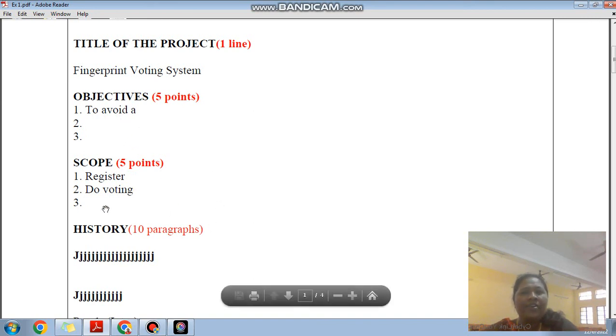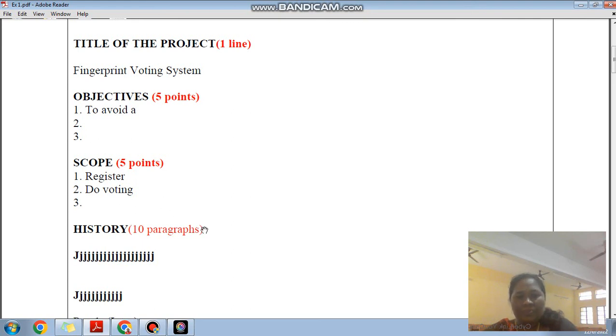The scope, you are going to describe in a little more detail about the objective. So we are going to explain this application: what type of application we are going to develop, who the users are, how it is allowing people to go for voting, how it is stopping users from voting, and how it is monitoring and controlling the users. So likewise, you have to write some 5 points about that. You have to explain more about your objective in the scope.